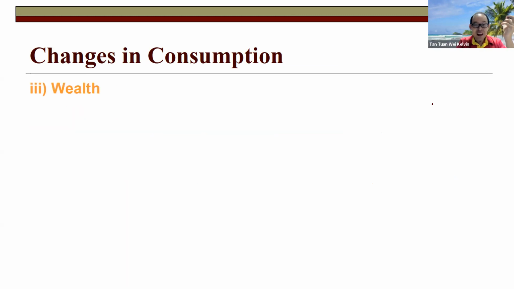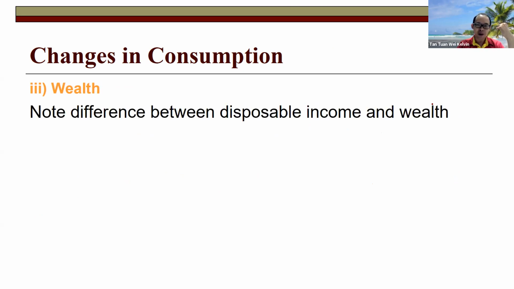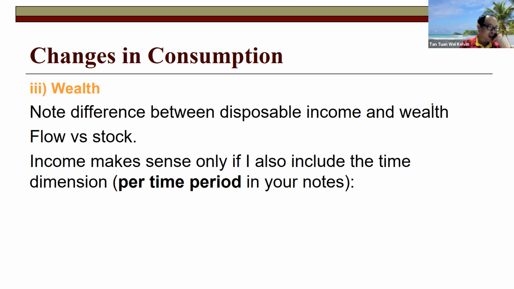Next will be wealth. Now, wealth is a very interesting term. So you might ask the question: what is the difference between income, which is disposable income, and wealth? I like to call this the difference between the flow and the stock. If you read your notes under income, the first paragraph of wealth, do you realize that there's a time dimension?